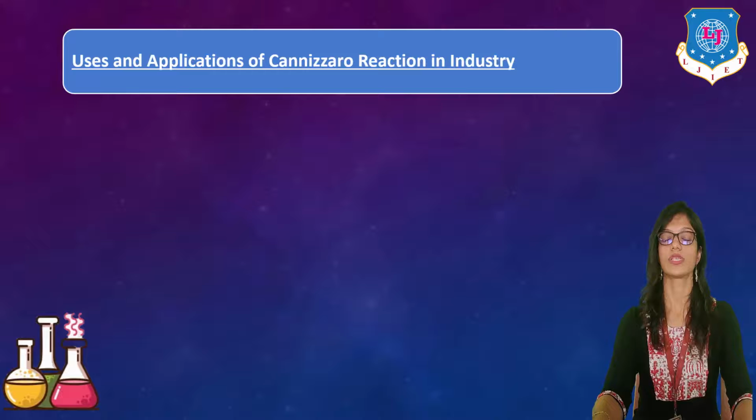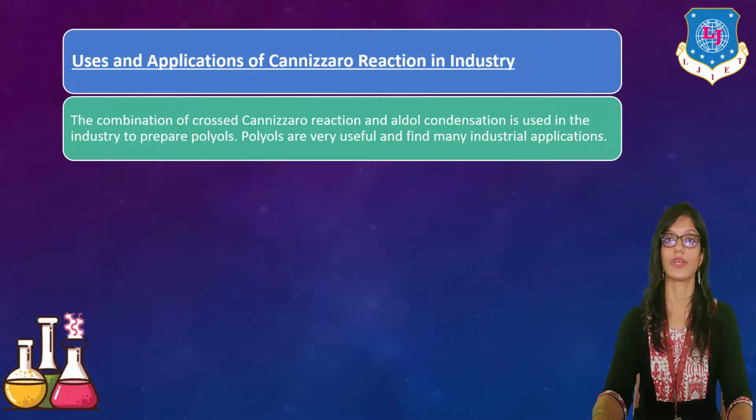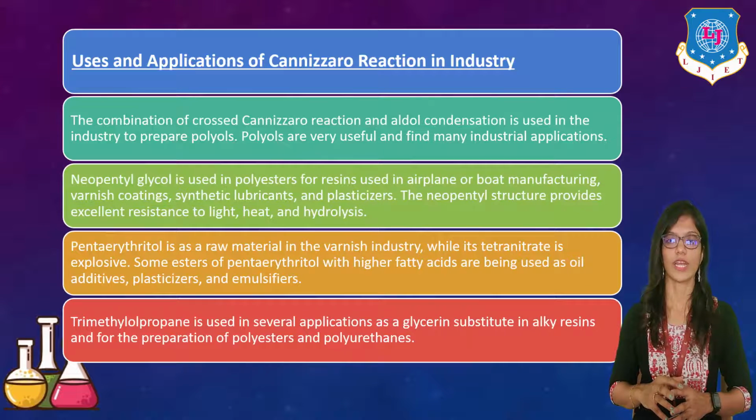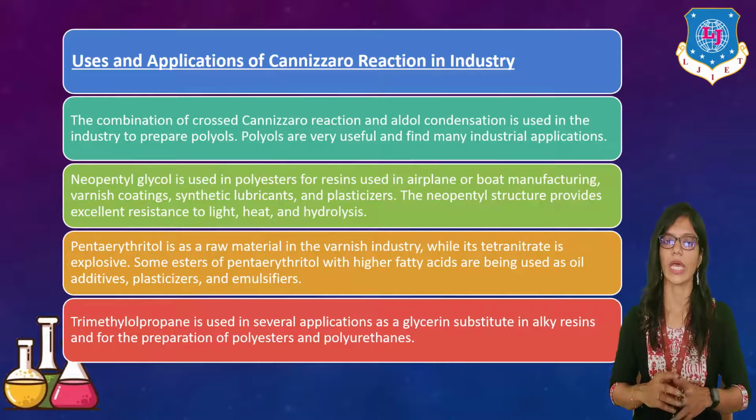Now let's see the uses and applications of the Cannizzaro reaction in industry. The combination of the cross Cannizzaro reaction and aldol condensation is used in industry to prepare polyols. Polyols are widely used and find many industrial applications. Neopentyl glycol is used in polyesters, for resins used in aeroplane or boat manufacturing, varnish coatings, synthetic lubricants and plasticizers. The neopentyl structure provides excellent resistance to light, heat and hydrolysis.